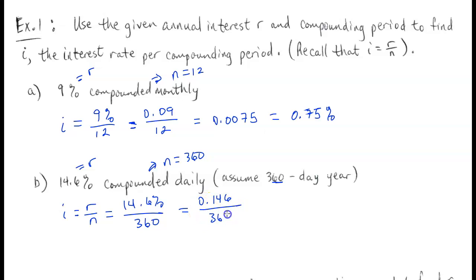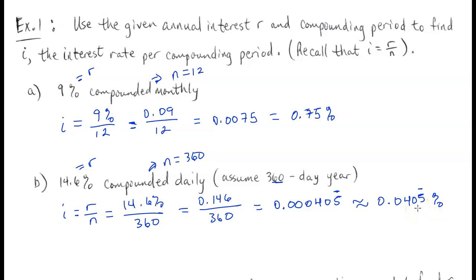0.146 divided by 360, and once we do that, what we end up getting is 0.000405 repeating. So after this is just a bunch of fives. And so we'll just approximate that to 0.045 repeating percent. Okay.